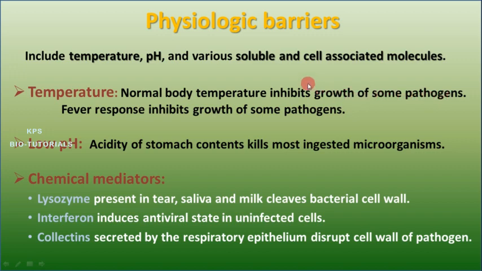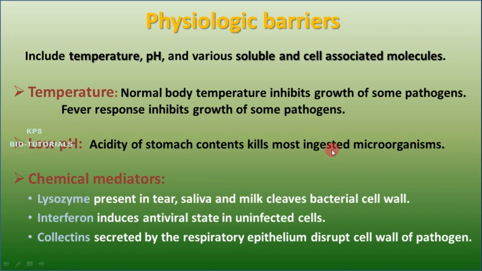And we know if there is an infection, we will develop fever. This fever, that means an increase in body temperature, also can inhibit growth of some pathogens. So in this way, the normal temperature as well as the increased temperature during the fever response can inhibit pathogens. Then the pH, the low or acidic pH in the stomach contents kills most ingested microorganisms.